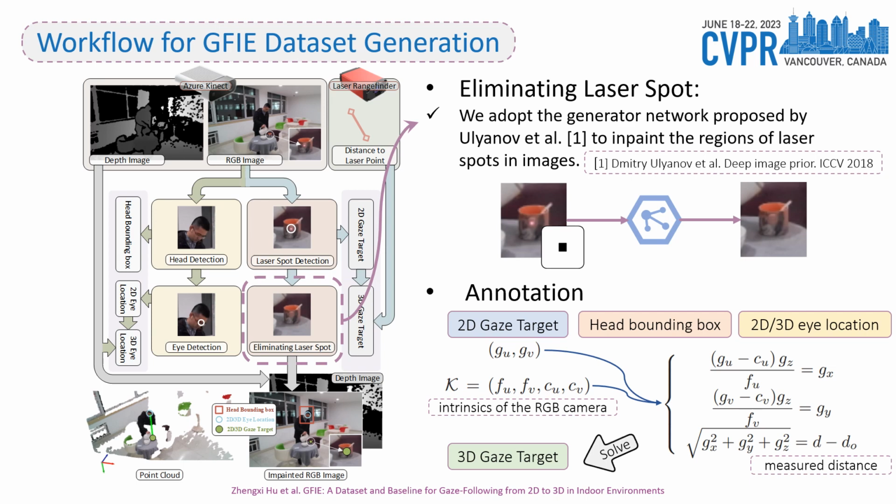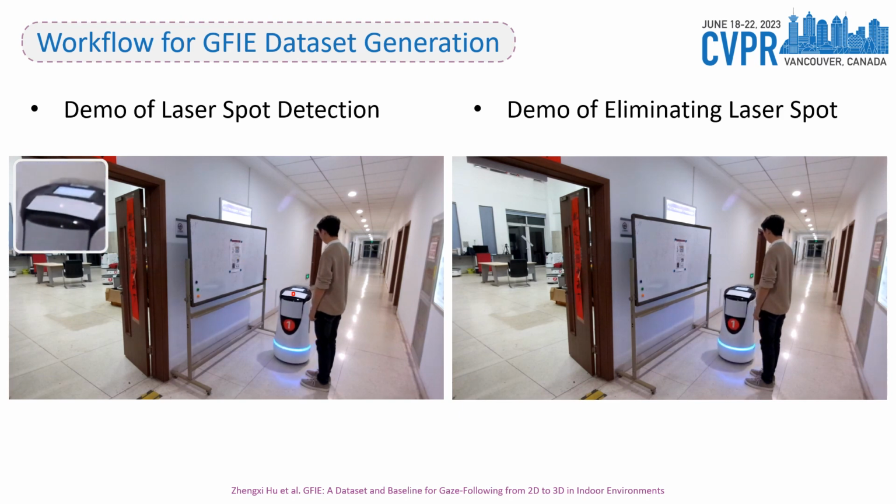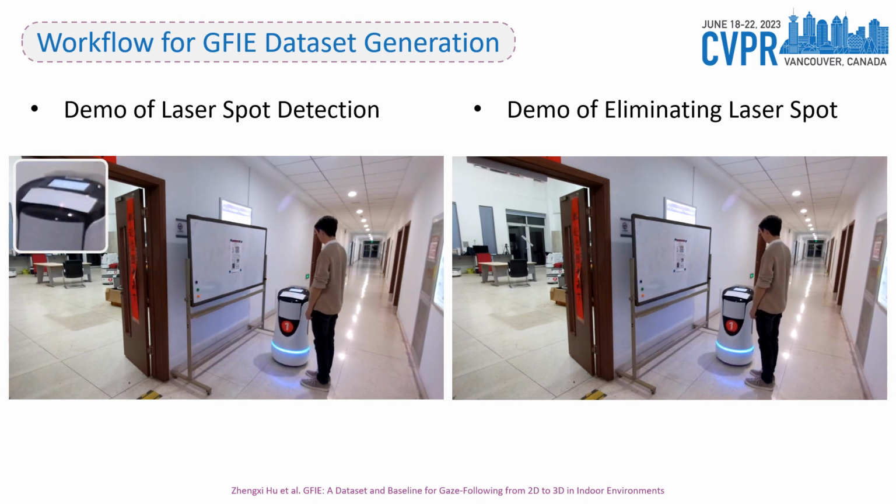Our GFIE dataset provides annotations including head bounding box, eye locations, and gaze targets. The first two are generated by detectors, where the gaze target can be obtained based on the detected laser spots, camera intrinsics, and measured distance. Failure cases in annotations were manually checked and corrected. These two demos are examples of laser spot detection and laser spot elimination. In the video on the left, the detected laser spots are in the red bounding box.